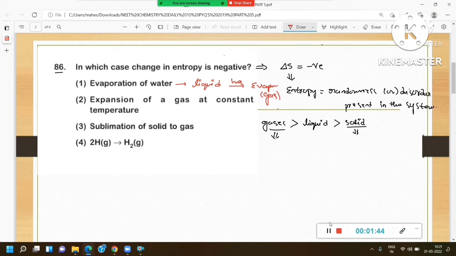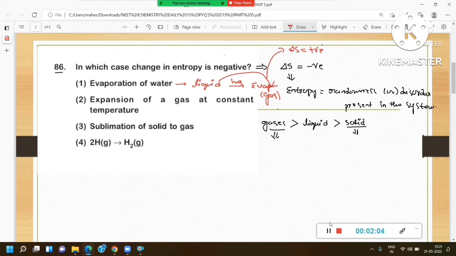Evaporation means liquid to gas conversion. That means gases have high randomness, so its value is delta S positive. Why? Because the randomness is increased when liquid is converted to gas.